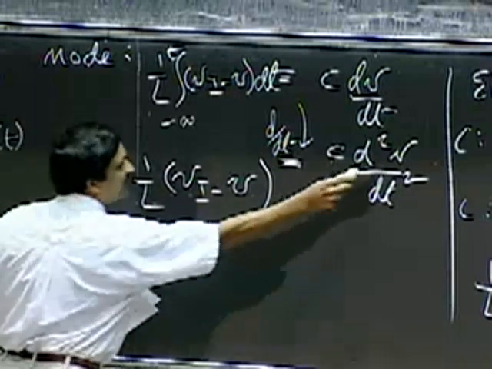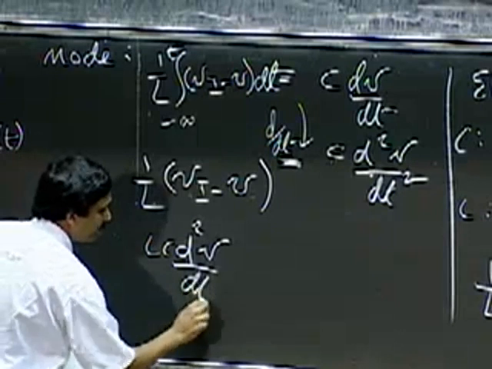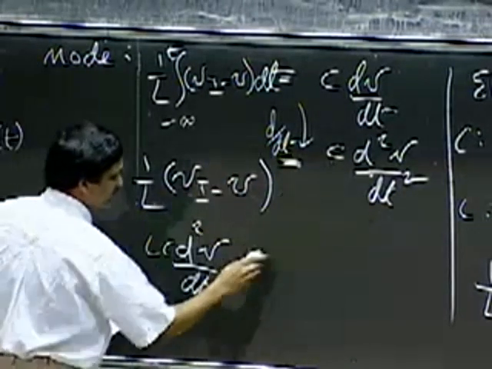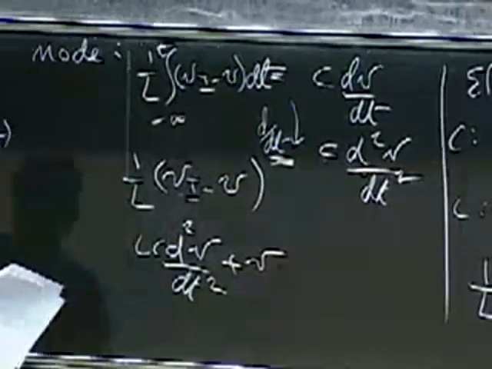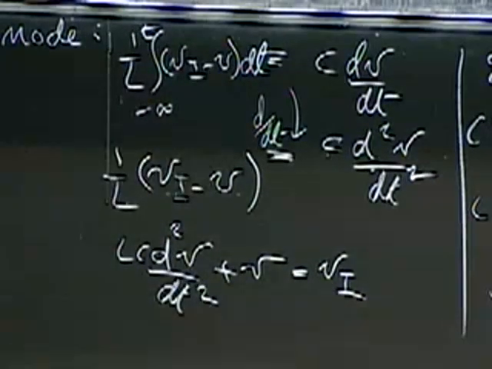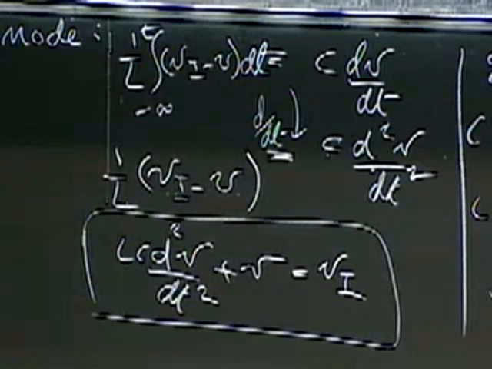So I end up getting LC d squared V by dt squared. I bring L up here. And then I take V to the other side, plus V, and leave Vi here. So I get Vi. This is the second order differential equation that governs the characteristics of the voltage V.